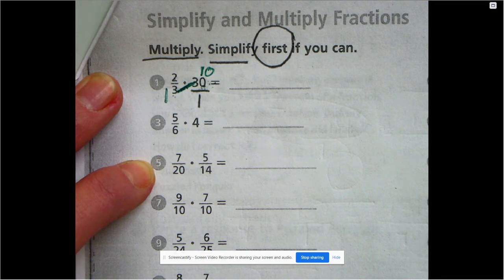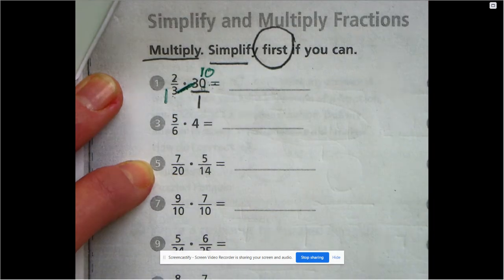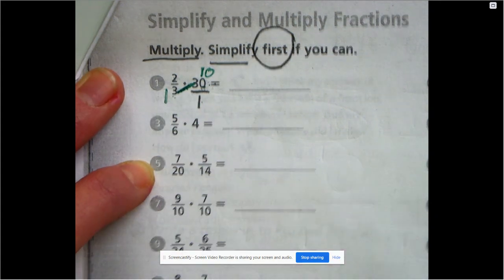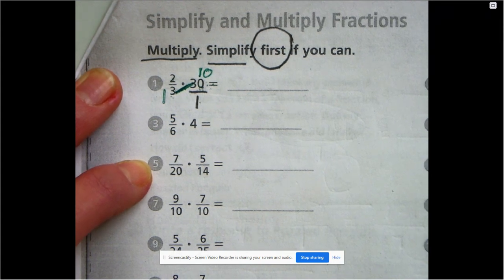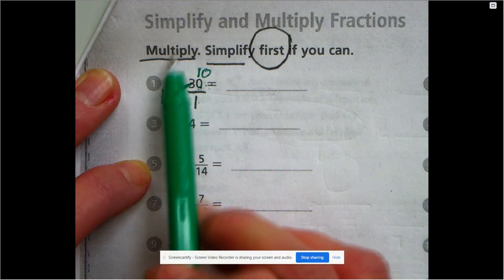Sometimes you will also see a connection between these two numbers. Sometimes you will not. So I'm seeing that 1 goes into itself and I'm seeing 1 goes into 2, but because it's a 1, it's just going to keep its value. So I'm not going to make a connection there. I don't need to simplify right there. Now I can go ahead and multiply.